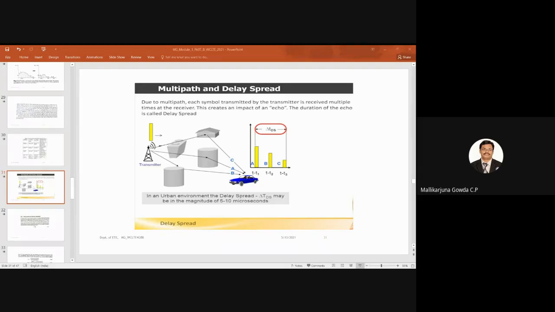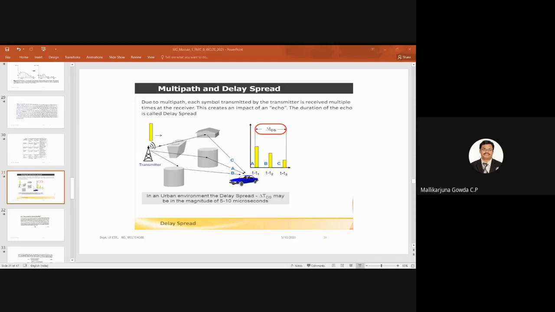So I have three paths. One I can say A, this is B, and this is C. This is my signal which I am going to transmit at the transmitter side, which I am going to receive at the receiver slightly at different intervals of time. From path A, I am receiving at time t minus t1. Then through path B, I am receiving the same signal with a different magnitude at time t minus t2. Then through path C, I am receiving the same signal at time t minus t3 with a different magnitude.